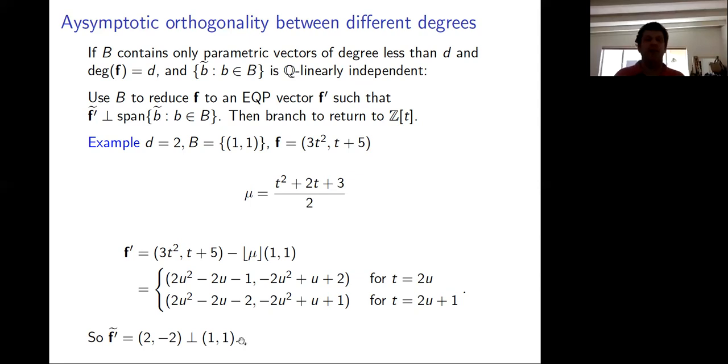And so this is a quasi-polynomial of period 2. But you see, no matter which of the two polynomials is involved, the pilot vector is (2, -2), which is orthogonal to (1, 1). So this is the good thing about different degrees. Because the one is so much bigger than the other, I can reduce to make them really close to being orthogonal.